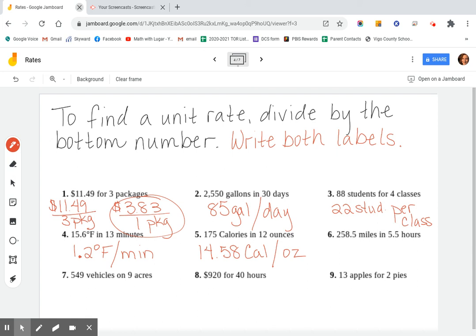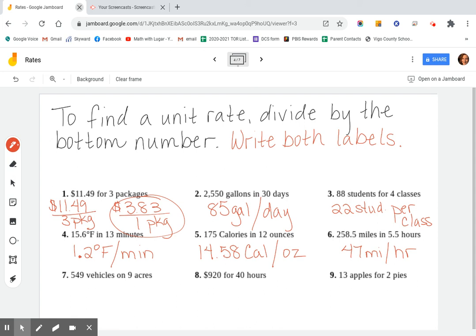Number 6, 258.5 miles, so 258.5 divided by 5.5 hours. And I get 47 miles per hour. What I would recommend doing right now is hitting pause on this video. Try 7, 8, and 9 on your own, and then resume the video, and you can see if your work and answers match up with mine.